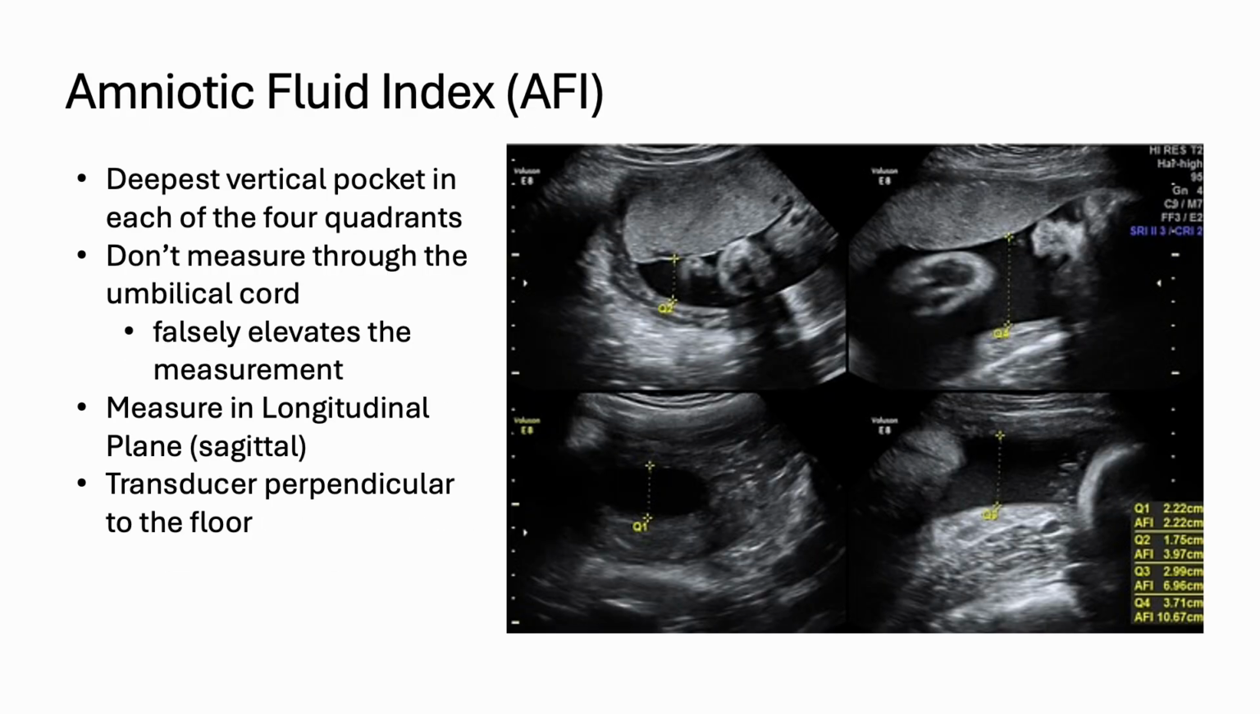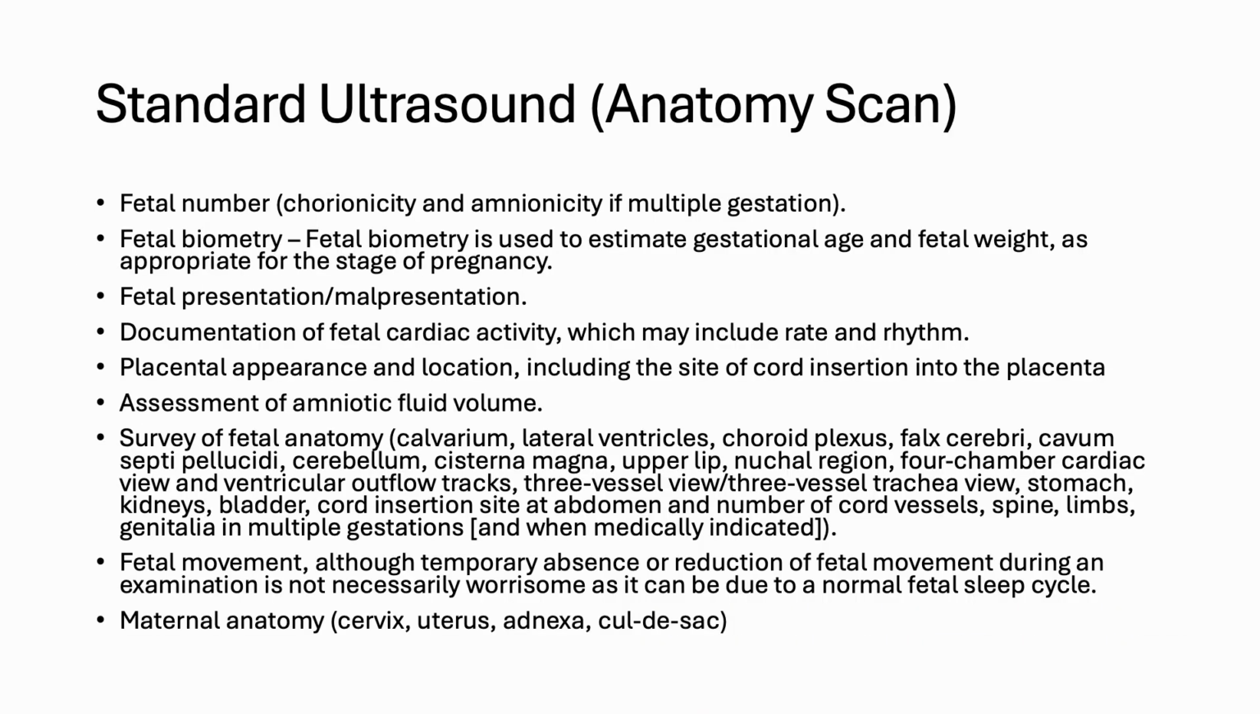So the AFI is the deepest vertical pocket in each of the 4 quadrants. It is important to not measure through the umbilical cord because this falsely elevates the measurement. So you want to make sure that you are not getting an umbilical cord in your image. It is important to measure in a longitudinal plane, and the transducer should be perpendicular to the floor. I have seen many people who are not sonographers do this incorrectly, so I really hope that you guys take this in and do things correctly.